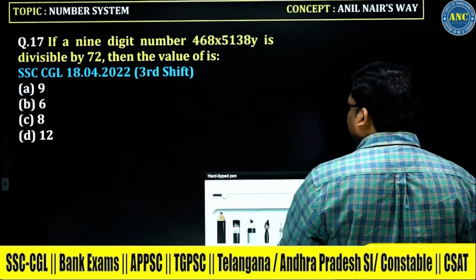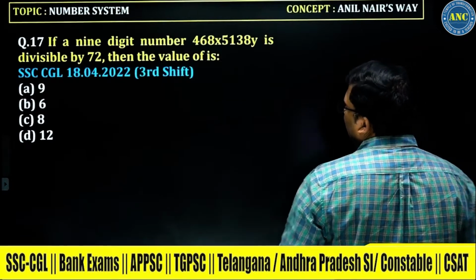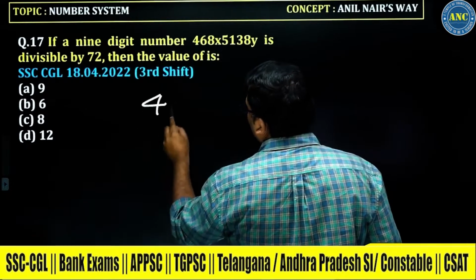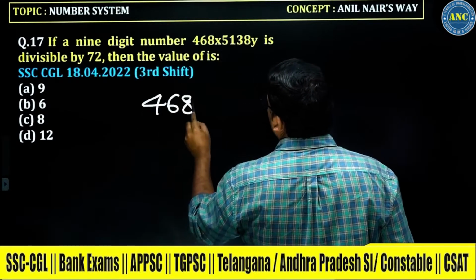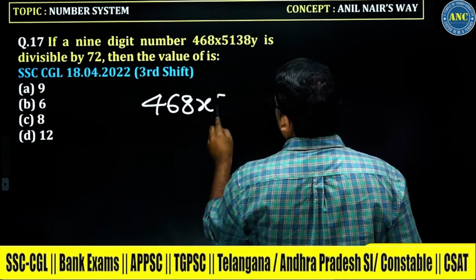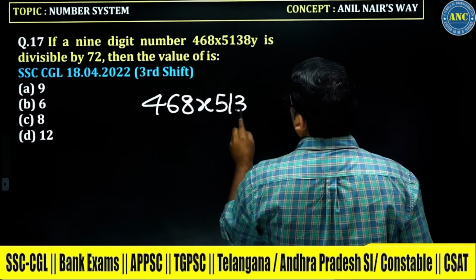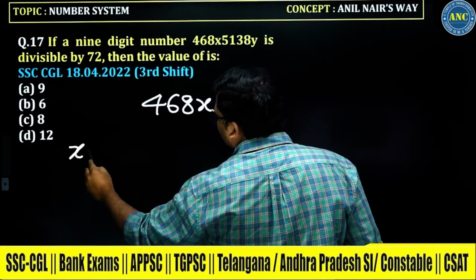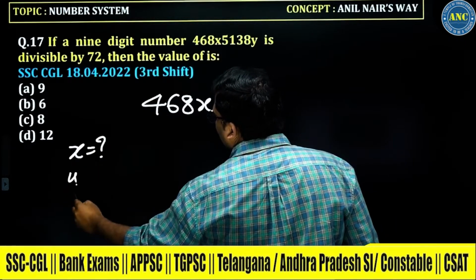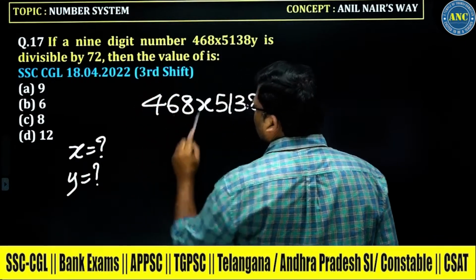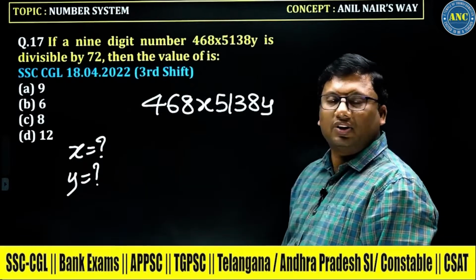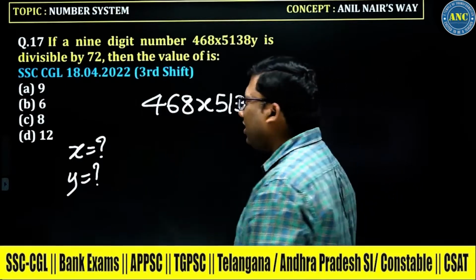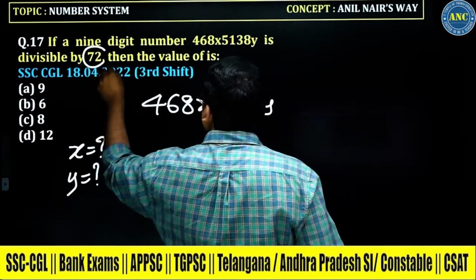Now see here. There is a 9-digit number 4, 6, 8, x, 5, 1, 3, 8, y. What we'll do is find out the values of x and y. Here the expression is missing. This number is divisible by which number?